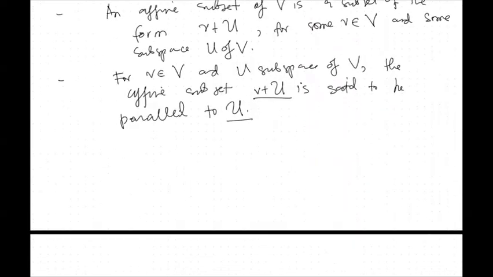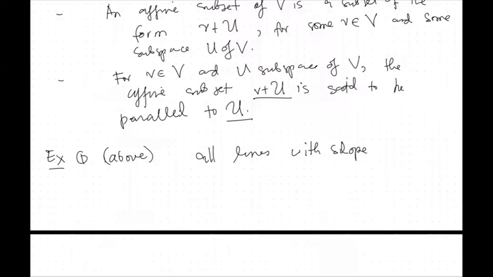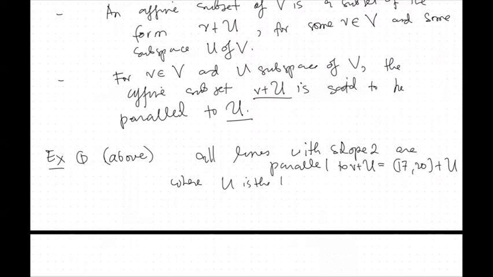For example, in the above, all lines with slope 2 are parallel to U. Say v is (17, 20), then v + U is (17, 20) + U, where U is the line with slope 2 through the origin O. Okay.